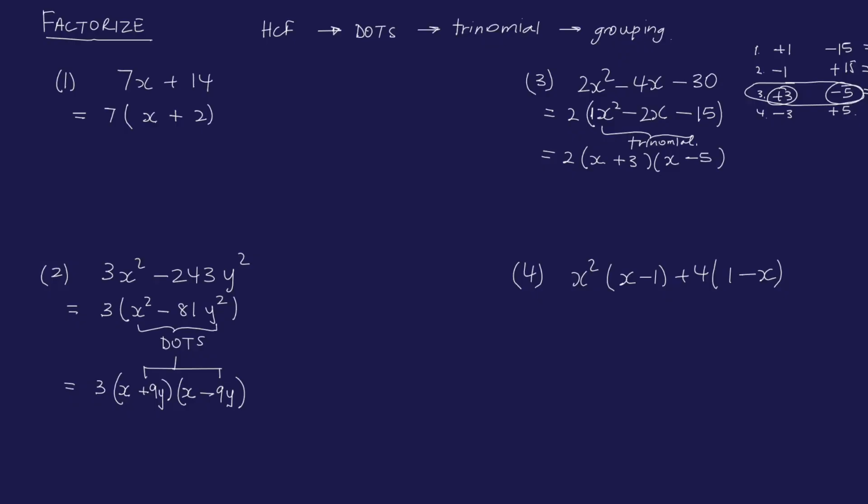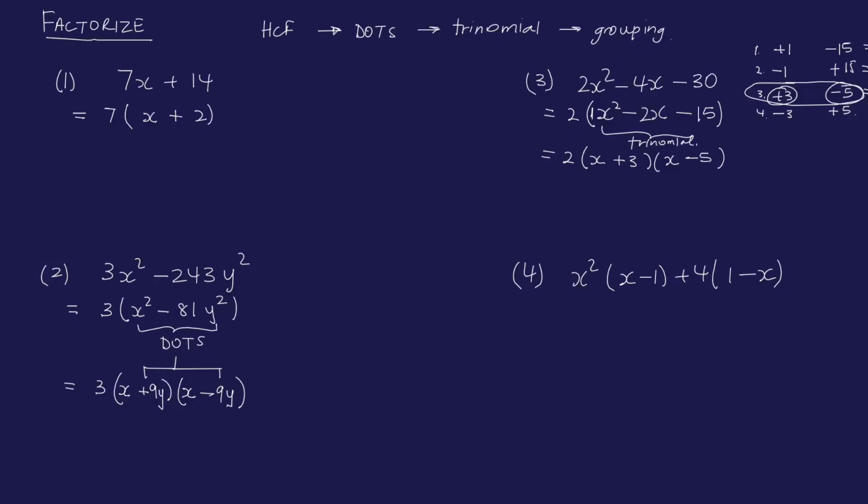Now let's take a look at question number 4. We want to factorize x squared open bracket x minus 1, then plus 4 open bracket 1 minus x. So I check now, okay, is there HCF? The answer is no, there's no highest common factor to take out. Is there dots? No, there isn't. Is there a trinomial? No, there isn't a trinomial. So then it must be grouping.